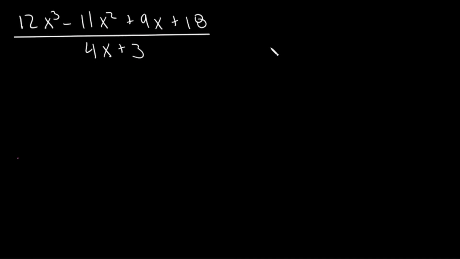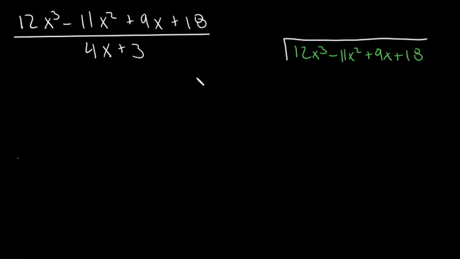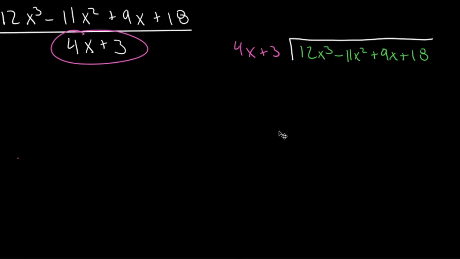So let's set up our long division if we draw this here. And now we need to write the dividend, which is this numerator here, on the inside. And now we need to write our divisor, which is our denominator here, on the outside. So we have 4x plus 3. So now let's start dividing.